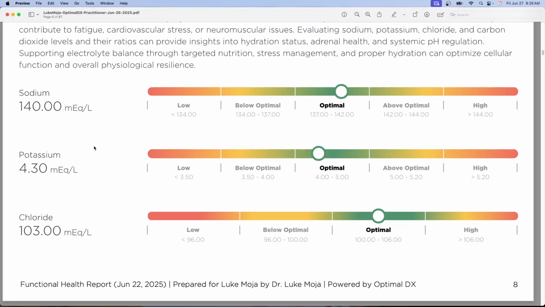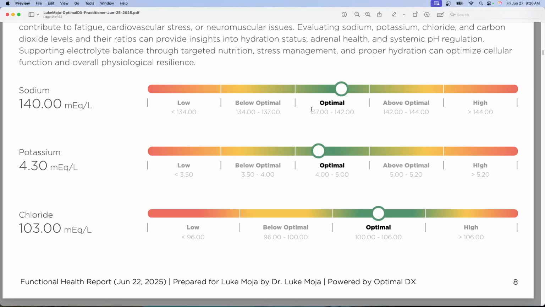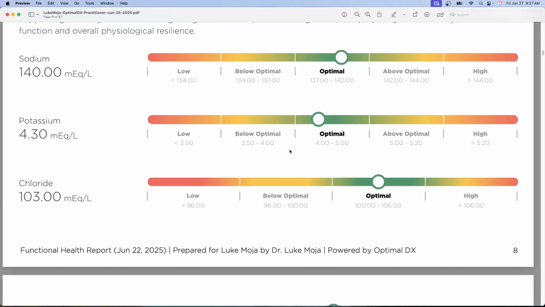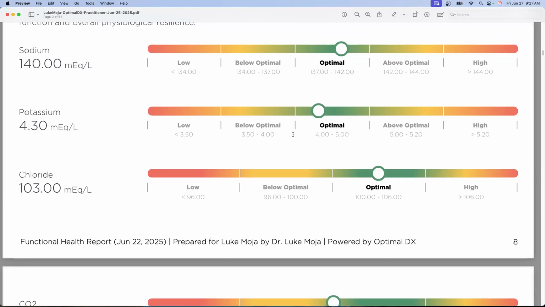So look here, first is sodium. So you can see I'm right there in the optimal range between 137 and 142. If this starts to go low or high, that's a lot of times an indicator of an adrenal issue, some kind of adrenal dysfunction, some kind of issue with that HPA axis, that hypothalamus pituitary adrenal axis, that has to do with the stress response and that kind of thing. So that can be an indicator of adrenal function. Potassium, you can see right there in the optimal range, so looking good with the electrolytes, the minerals here. Again, that can be something that can indicate an adrenal issue there.